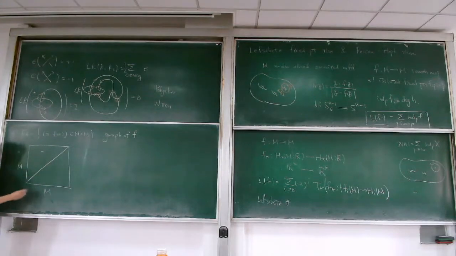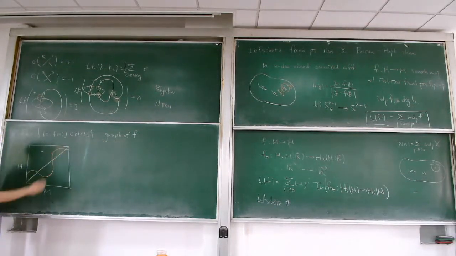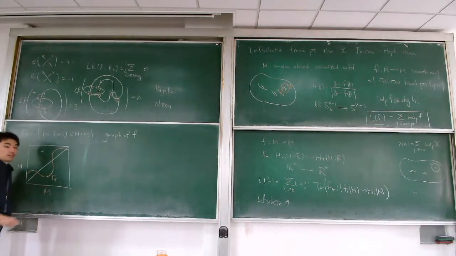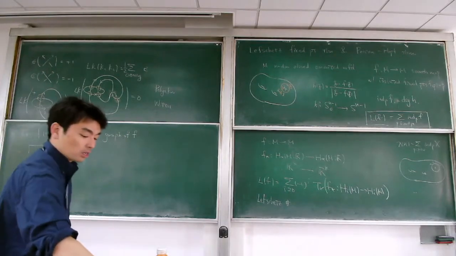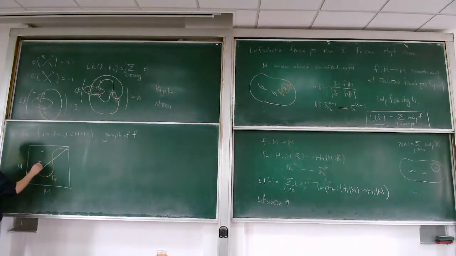However, if you have a non-trivial F, you have something else. For instance, if this point is mapped to this point, you start with here, and if this point is mapped to somewhere else in M, you have whatever configuration like this. So this is the graph of F, if it is not the identity. And this is the diagonal element, the graph of the identity.